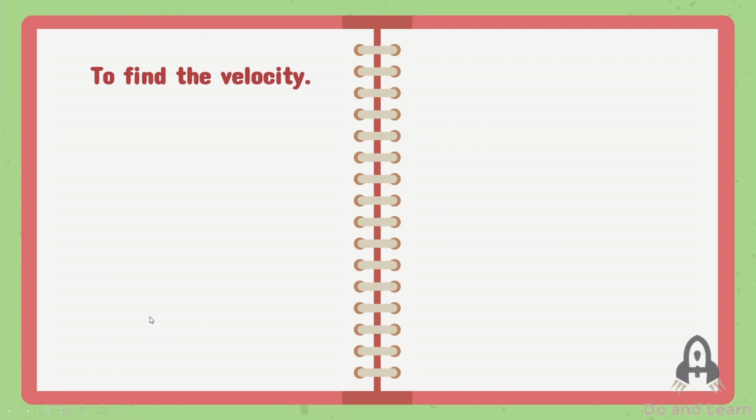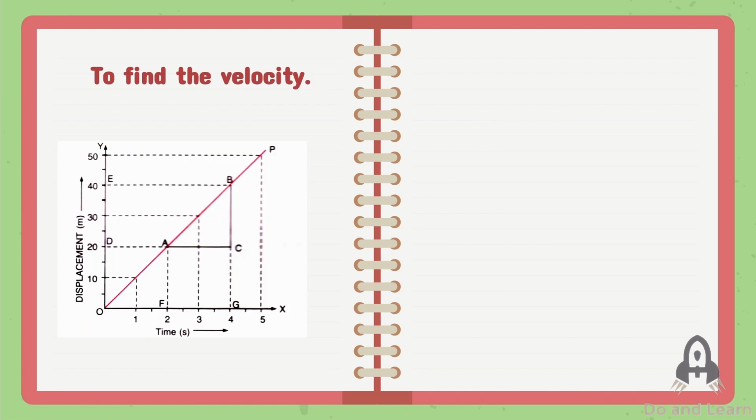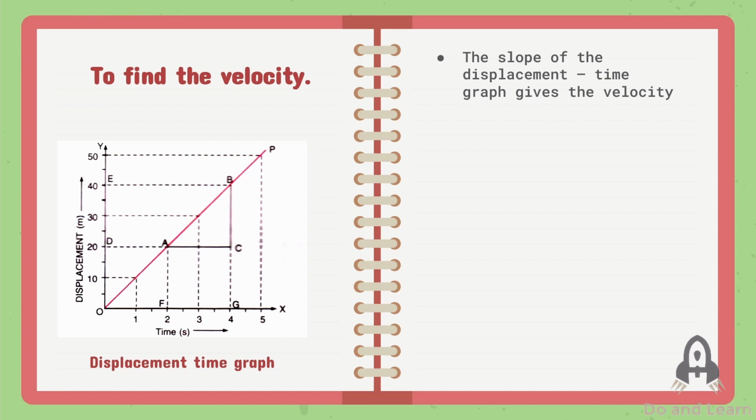Let us learn how to find the velocity from the displacement time graph. You can see the displacement time graph. The time is along the x-axis and the displacement is along the y-axis. We know that the slope of the displacement time graph gives the velocity. What is slope? Slope means the vertical change along the y-axis divided by the change along the x-axis. We can say delta y divided by delta x.